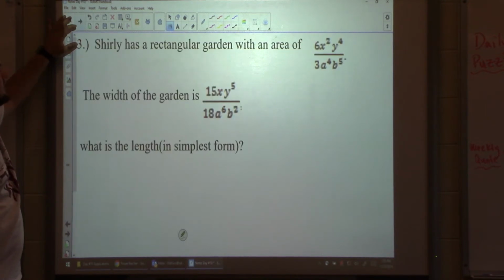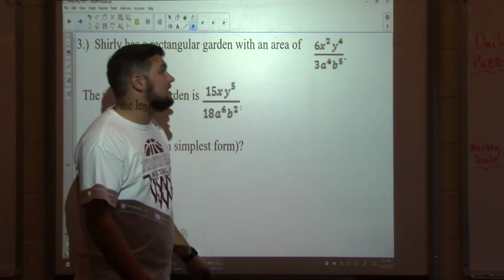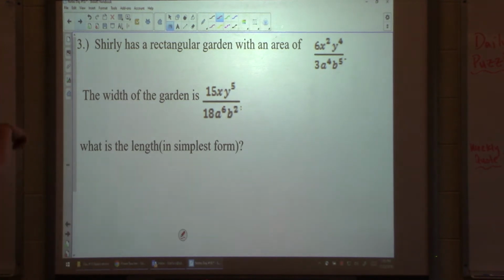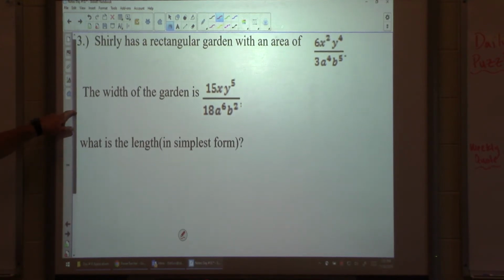Cool. Shirley has a rectangular garden. It has an area of 6x squared y to the 4th divided by 3 a to the 4th b to the 5th, and a width that is 15xy to the 5th over 18a to the 6th b squared. What is the length in simplest form?